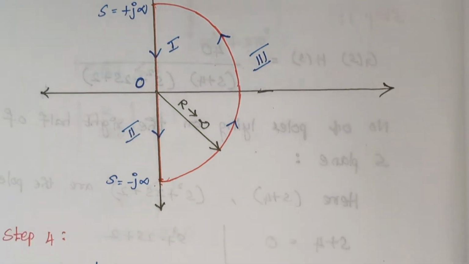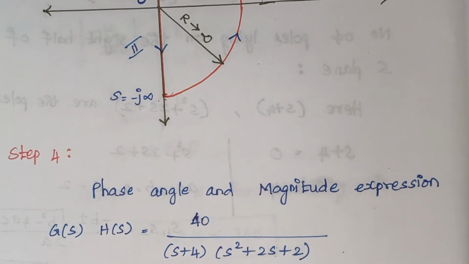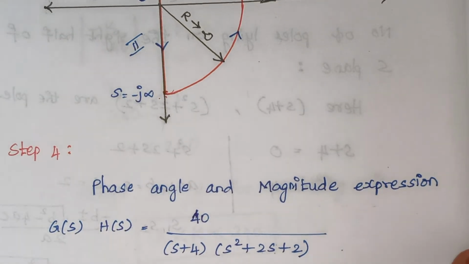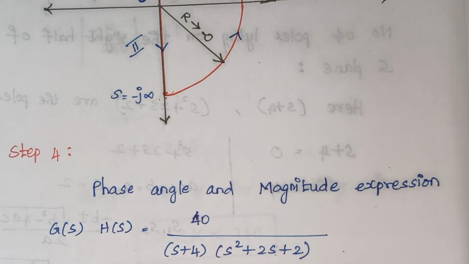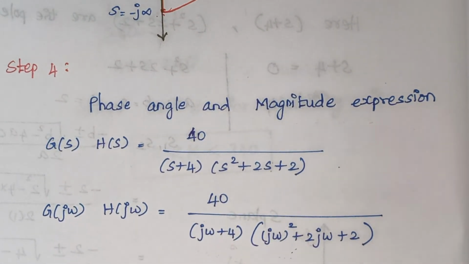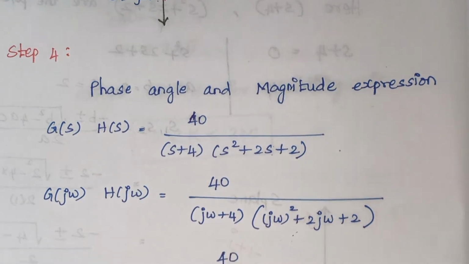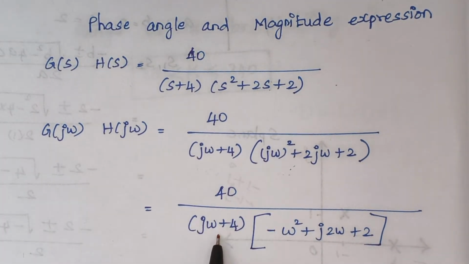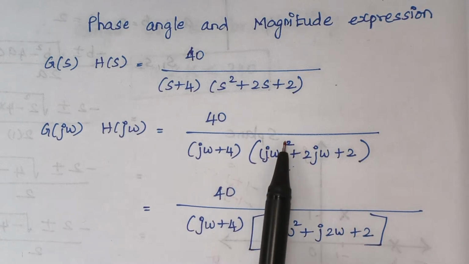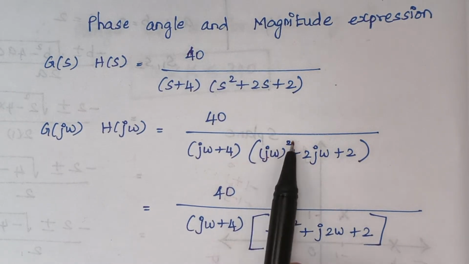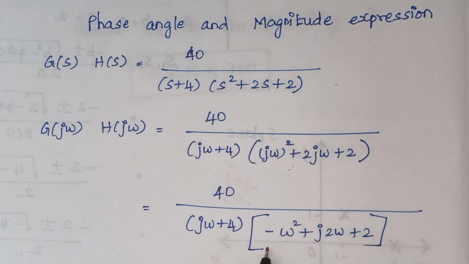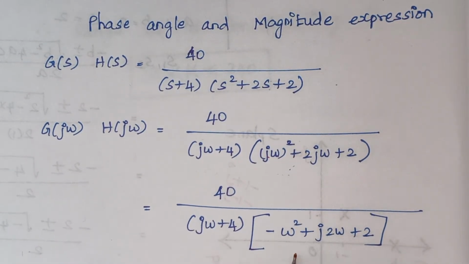Then the next thing is finding the expression for phase angle and magnitude. This is our given problem. Replace S by j omega. Once this is done, we simplify this equation. You see, j omega plus 4 stays as such. j omega whole square: j square is minus 1 and omega to the power of 2 is omega square. So here it is minus omega square.